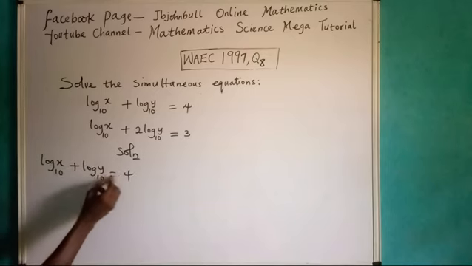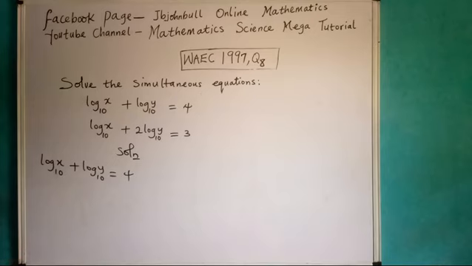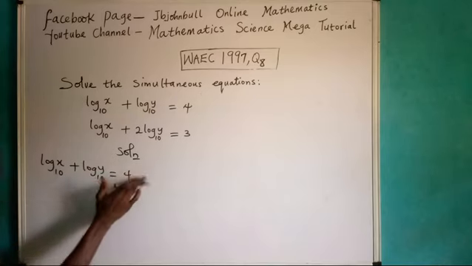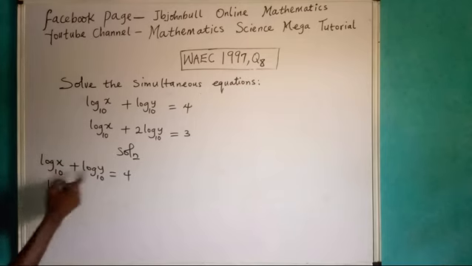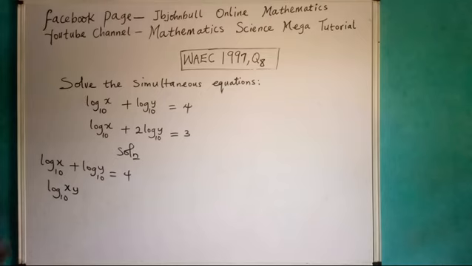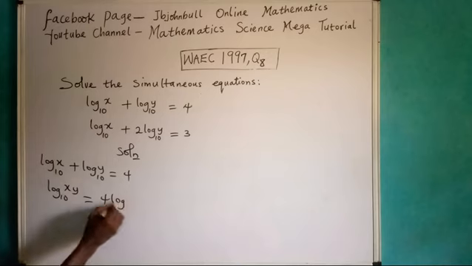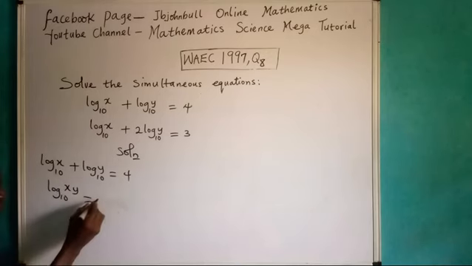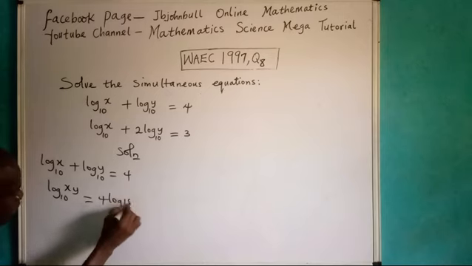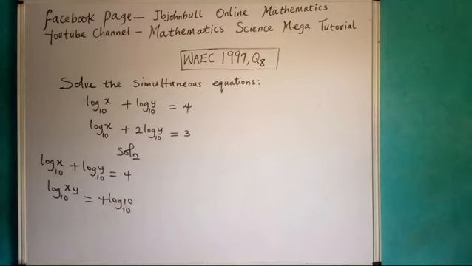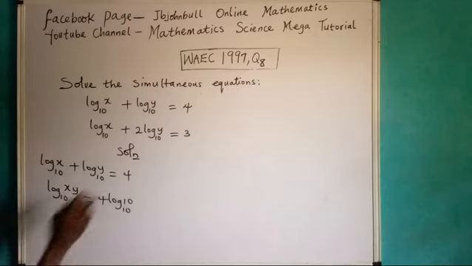Now, looking at this equation, it is not balanced. I need to balance it. I have to introduce the log of base 10 on the right hand side. And still looking at the left hand side, we have an addition connecting it. I can maintain the log of base 10 and then multiply, becoming xy, because addition gives multiplication. While on this part, I will have 4 log 10 base 10. Please don't forget that log 10 base 10 will give you 1. 1 times 4 is 4.